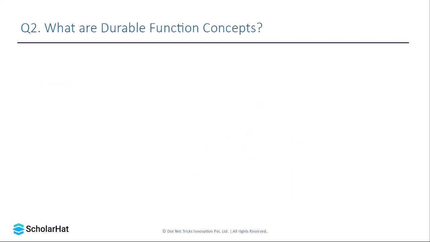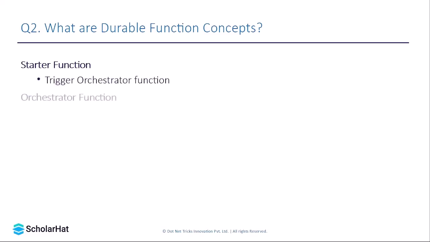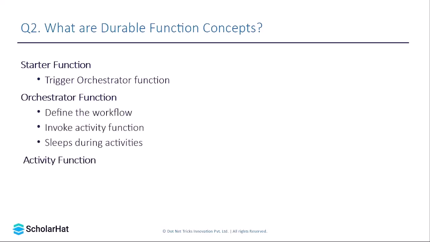Our next question is, what are durable function concepts? A durable function can be divided into three different categories. The first one is the starter function, the second is the orchestrator function, and the third is the activity function. The starter function consists of a trigger which initiates the orchestrator function and the entire durable function process.